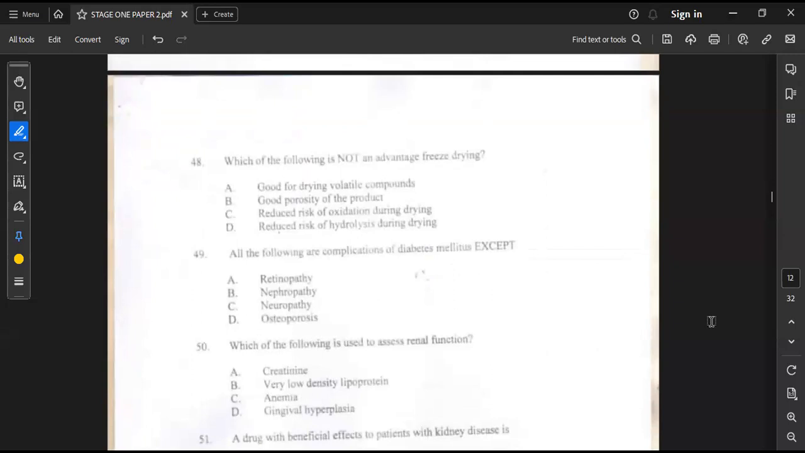Which of the following is not an advantage of freeze drying? Good for drying volatile compounds, good porosity of the product, reduced risk of oxidation during drying, and reduced risk of hydrolysis during drying. What are the overall advantages of freeze drying first? So we can go through the advantages and the disadvantages of freeze drying.